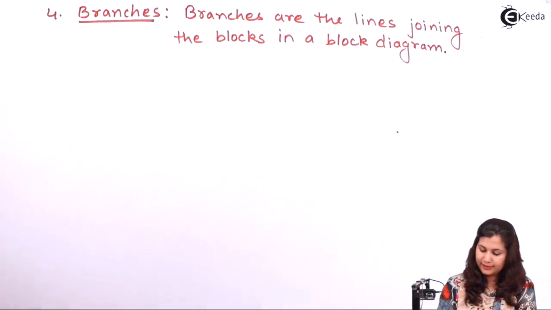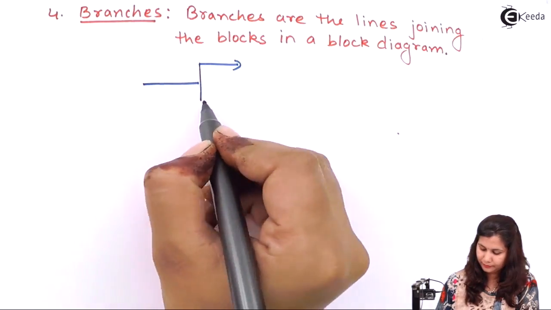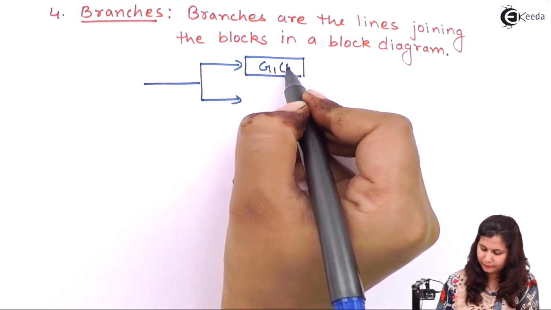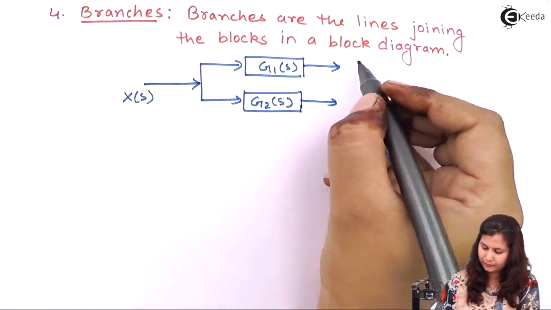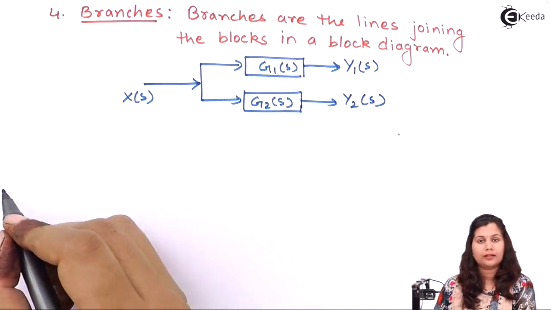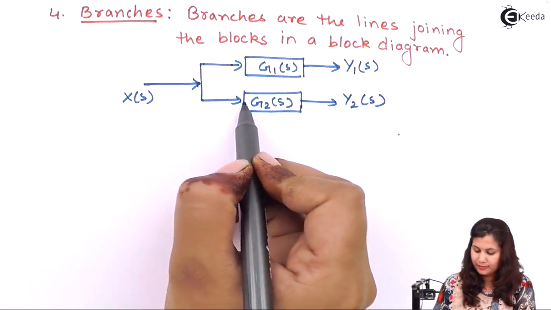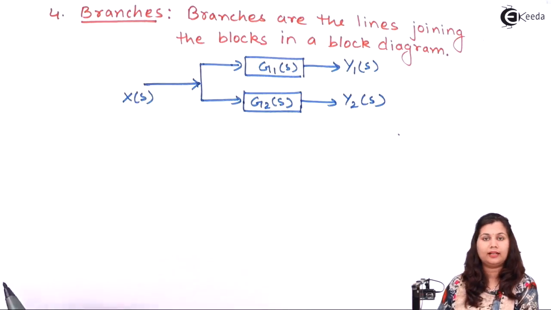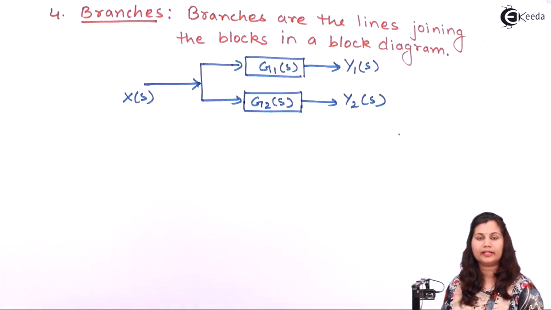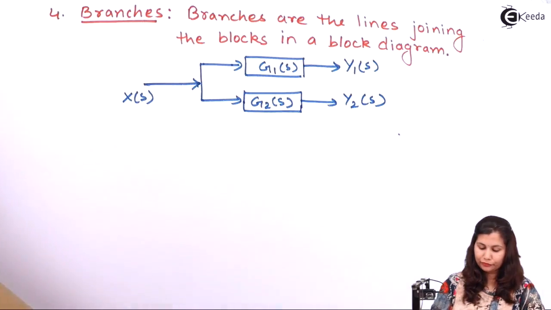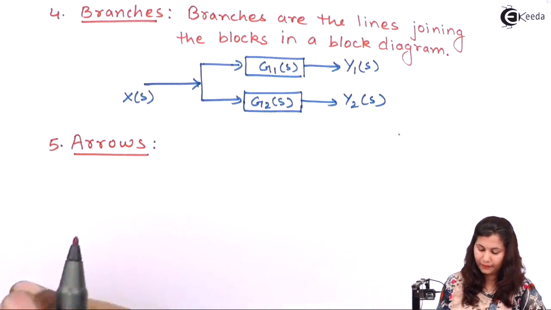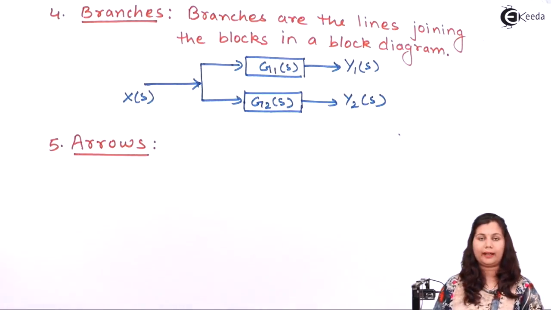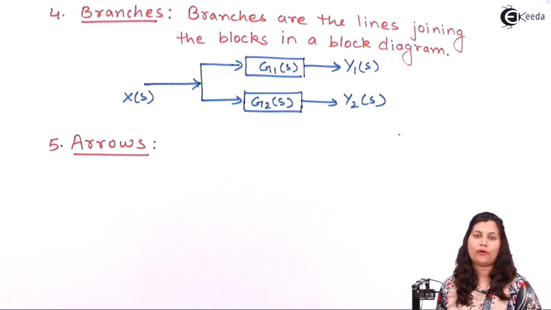The example of branches is: these are the branches. So these branches are the lines which are joining the blocks in a block diagram. Now the fifth component is arrows. Arrows are used in a block diagram to indicate the direction of flow of these signals in a system.